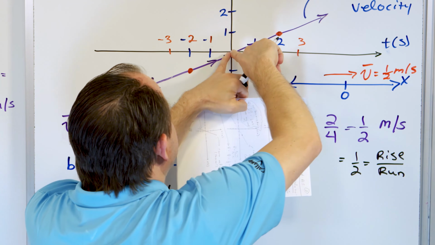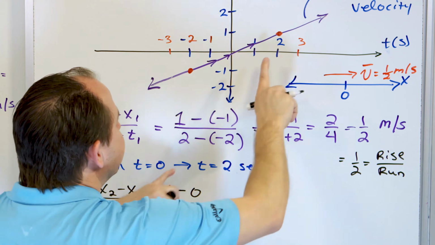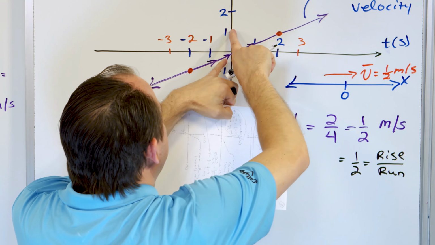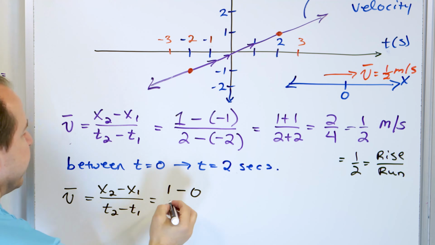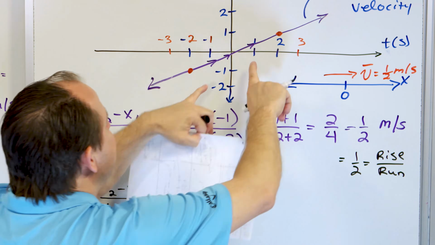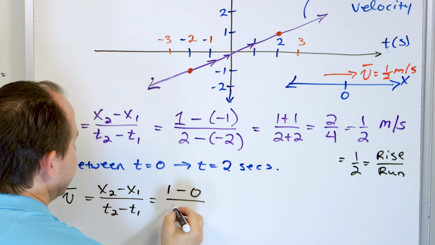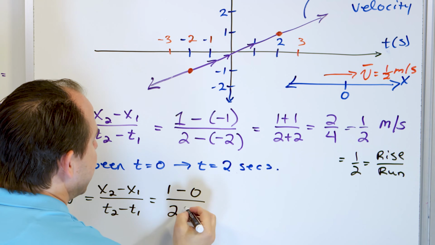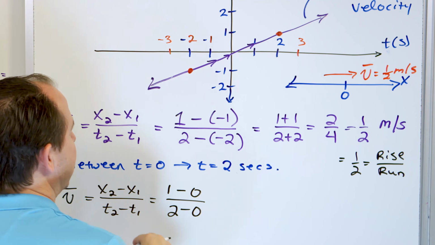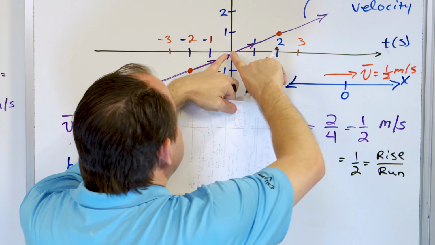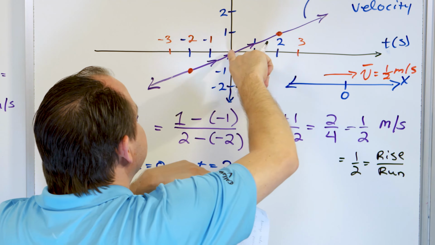But my initial position at time 0 is at the origin, 0. So the final position over here is at 1 meter. Initial position at time 0 is 0 meters. All right? Now, the final time is 2 seconds, and the initial time is 0 seconds, because that's my window here. So once again, final position at 2 seconds is 1 meter, and initial position is 0.